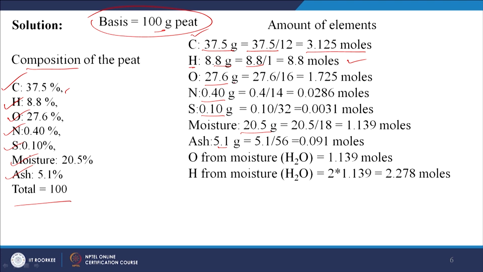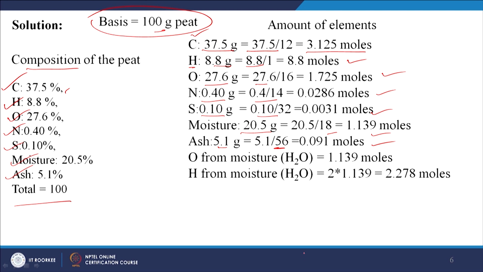So, for oxygen 27.6 divided by 16, we are getting 1.725, and then nitrogen 0.4 divided by 14, we are getting 0.0286 moles, and for sulfur 0.10 divided by 32, we are getting 0.0031 moles, and for moisture 20.5 divided by 18, we are getting 1.139 moles, and for ash 5.1 divided by 56, it is given the molecular weight of ash is 56, so we are getting 0.091 moles.